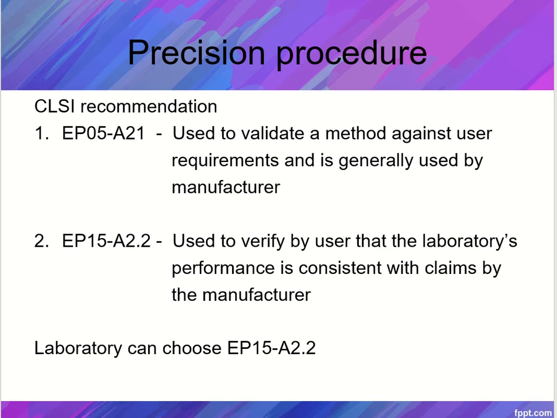So for the precision procedure, you can find it under CLSI recommendation. It has 2 procedures here, EP05 and EP15. EP05 is used to validate a method against user requirements and is generally used by the manufacturer. Whereas EP15 is used by the user to verify that the laboratory's performance is consistent with claims by the manufacturer. So, the laboratory can use EP15.